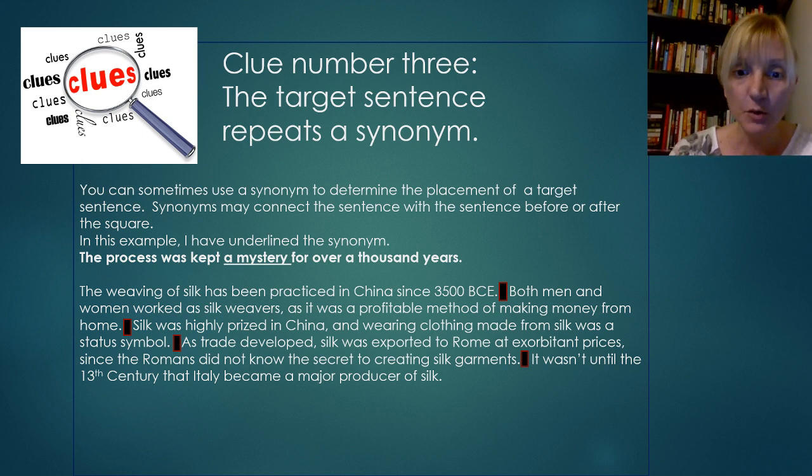Okay, I hope you picked the fourth square. Why? Because it is a secret. The Romans did not know the secrets to creating silk garments. Now, if something is a secret, it's also a mystery. This is why this sentence belongs in the fourth square.